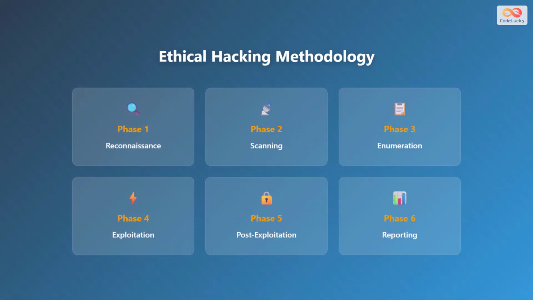Ethical hacking follows a systematic six-phase methodology that mirrors the approach used by malicious hackers. Phase 1 is reconnaissance, where information gathering occurs. Phase 2 involves scanning to identify live systems and open ports. Phase 3 is enumeration, extracting detailed information about discovered services. Phase 4 covers exploitation, where vulnerabilities are actively tested. Phase 5 focuses on post-exploitation activities like maintaining access. Finally, Phase 6 involves comprehensive reporting of findings and recommendations for remediation.